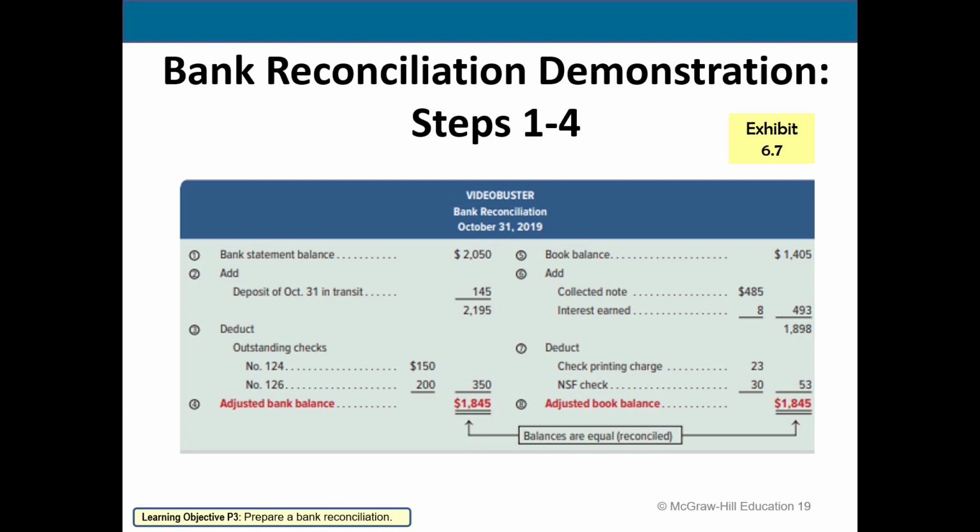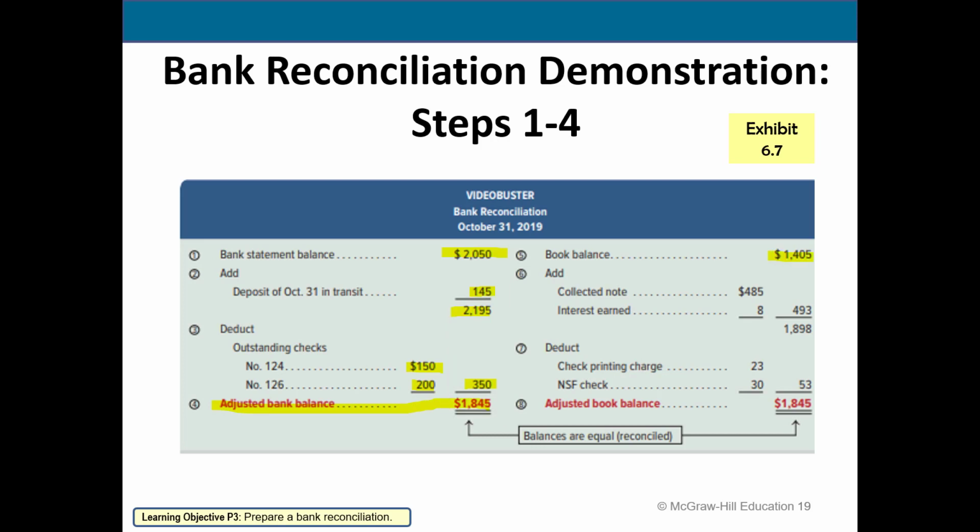So these are the steps. So the bank statement balance started off at $2,050. We had one deposit in transit, so we'll add that. We had two outstanding checks, so that needs to be added together and then subtracted. So $21.95 minus $350 gives us our adjusted bank balance of $18.45.